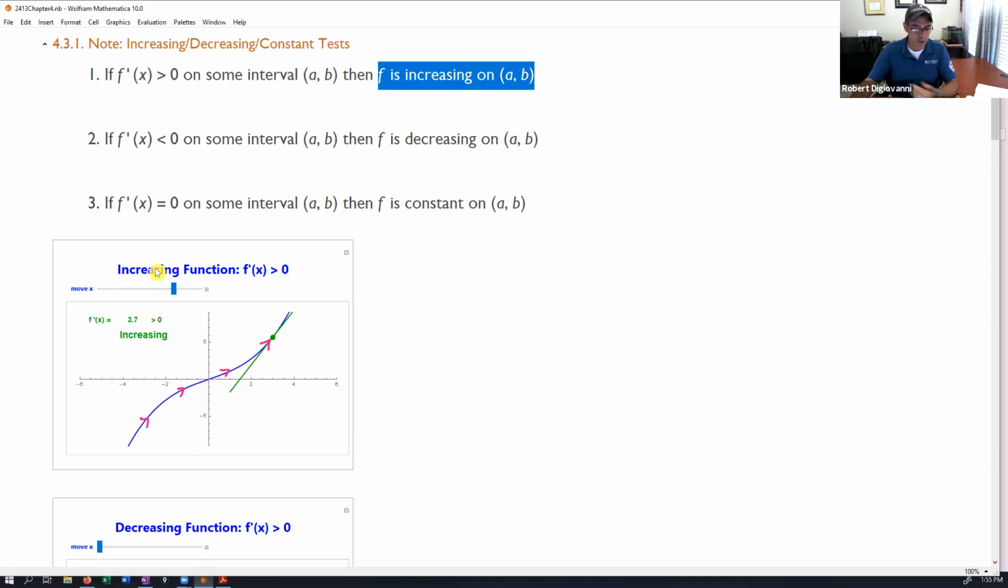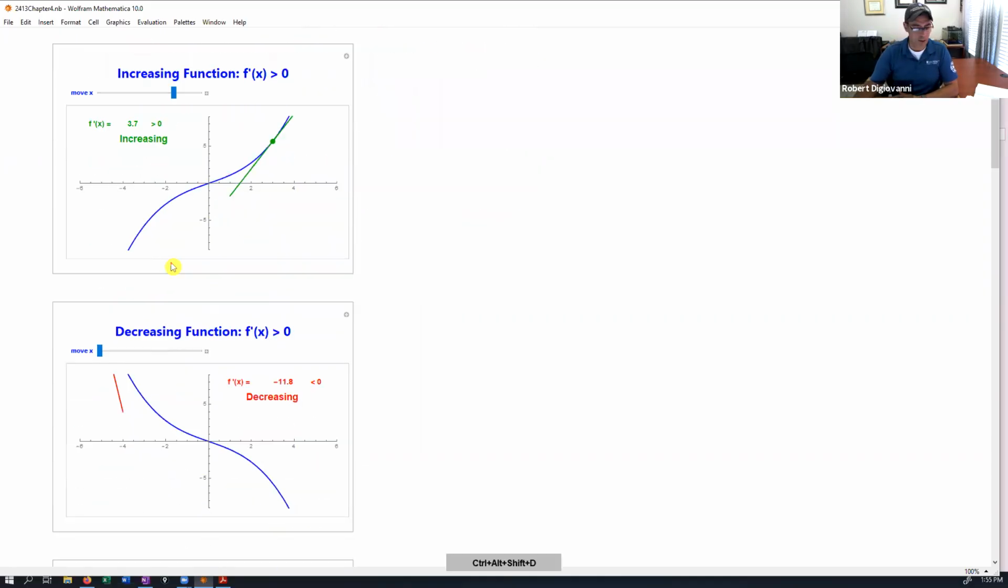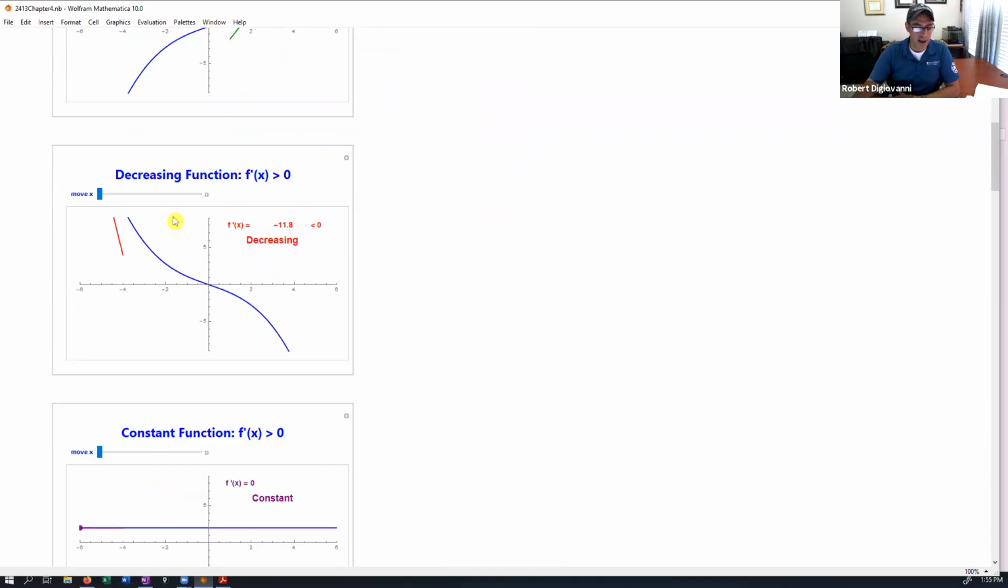Negative derivative is the opposite. If you have negative derivatives, then your function must be going down.